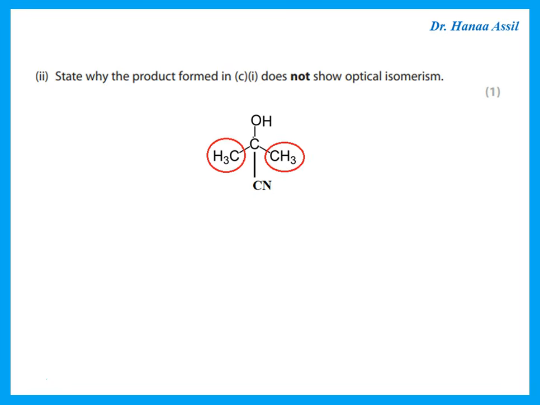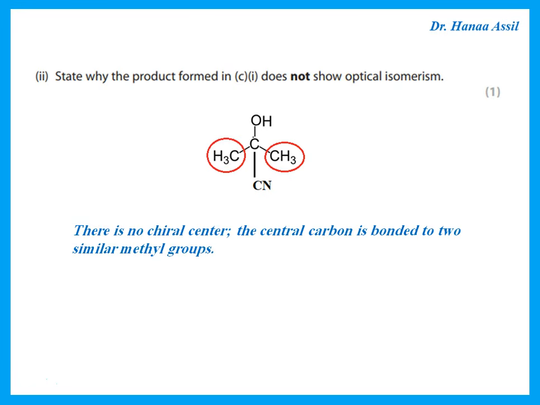Of course, it's not an optical isomer, because in order to be an optical isomer, we should have a chiral center in which the carbon is bonded to 4 different groups. But here, the carbon is bonded to 2 similar methyl groups. So this is not a chiral center. It will not form an optical isomer.